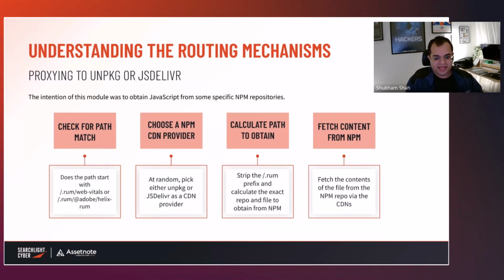And after doing that, it would figure out what path to obtain from the NPM repository. So it would strip the /.rum and calculate the exact repo and file to obtain from NPM. Then it would pretty much just straight out fetch that content from NPM through one of those CDNs and serve it directly to the user.